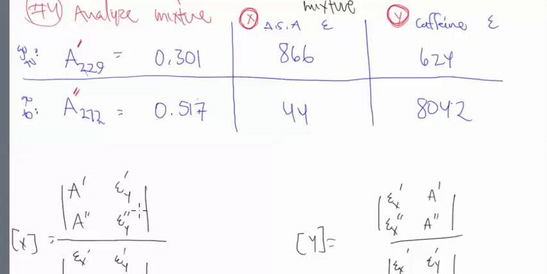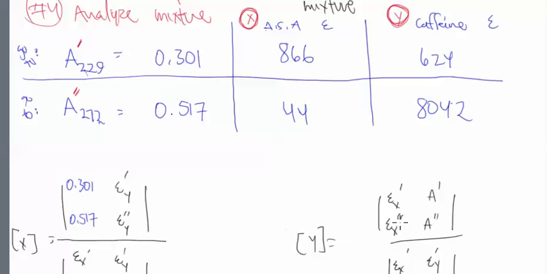Some of these numbers that I can begin to plug in are kind of simple. So if I look at my absorbance prime, here is my absorbance prime. That's 0.301. Okay, so that was an easy one, right? Here is my absorbance double prime in the matrix. So my absorbance double prime is 0.517.